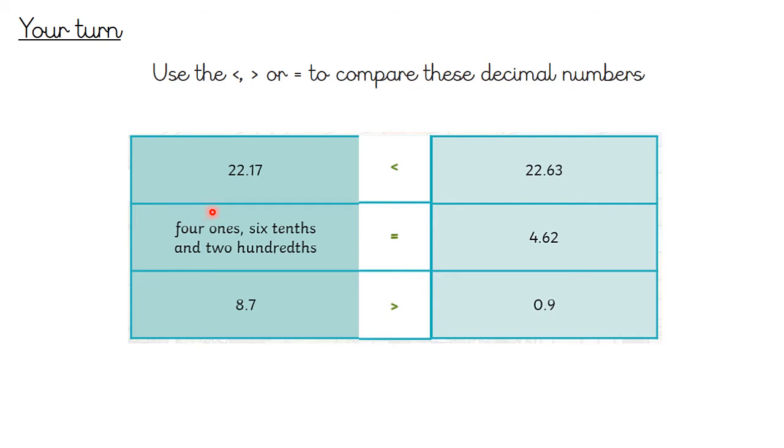Now, 4 ones, 6 tenths, and 2 hundredths, if you'd written it in numerals, you would have seen that it is equal to 4.62. So I'm hoping you put an equal symbol in here. Now, 8.71 is obviously greater than 0.9, because it's very clear that 8.7 has 8, and this number is less than 1. Okay, fingers crossed you got that correct. If you got anything wrong there, just have a look and see where you might have gone wrong now that I've explained it.